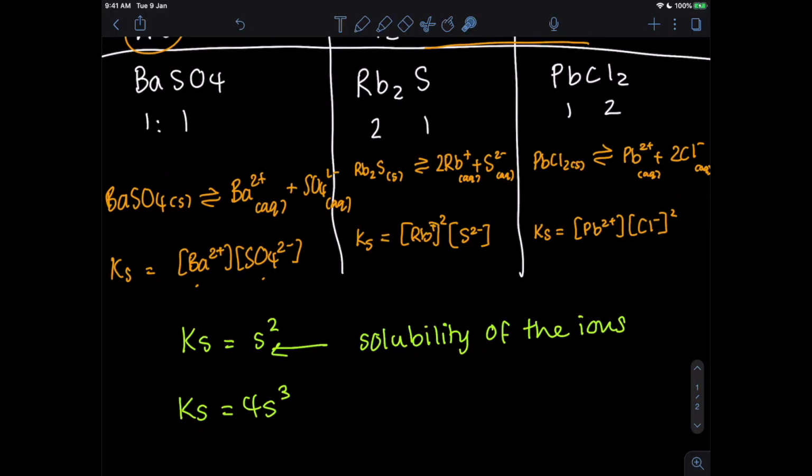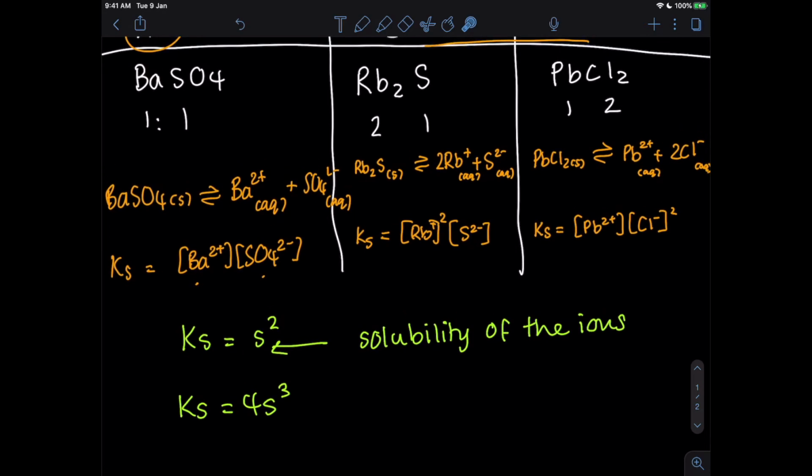Ks equals s squared is the one we use for our AB solids. So all AB solids, when you're given the concentration of the ions, you square that. Because if you look at your Ks expression, you've actually got the two ions multiplied by each other. So because we assume that we've got exactly the same amount of both of our products, as soon as we know the concentration of one of them, we assume the other one is the same, and therefore we just end up squaring that number. So Ks is equal to s squared, where s is the concentration of the ion.